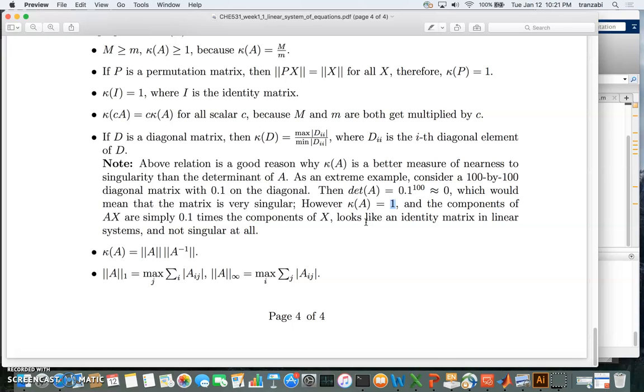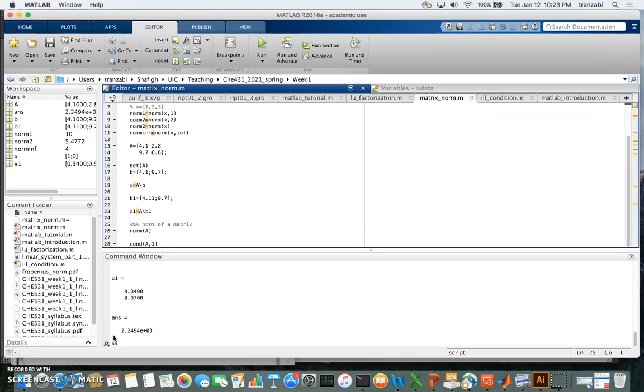Okay, so this was the last discussion on linear systems. In the next video, we're going to look at more definitions of matrices and another example on an ill-conditioned linear system.